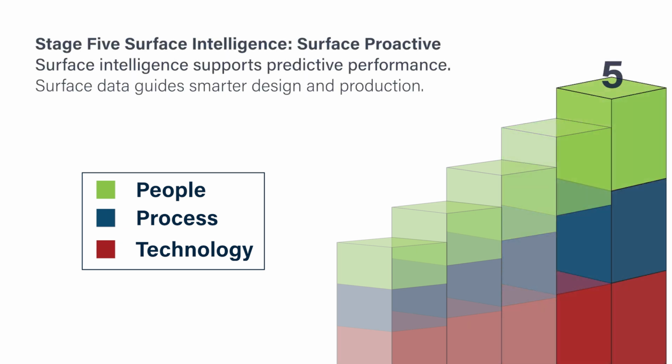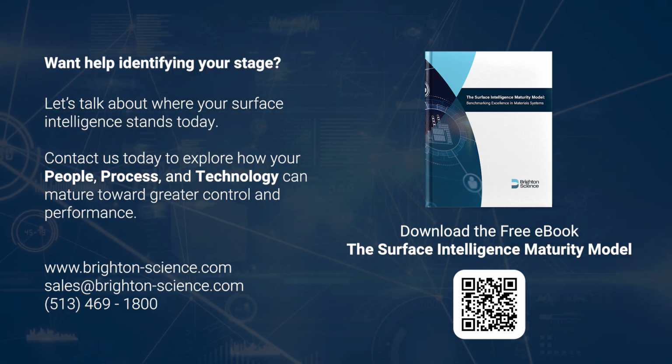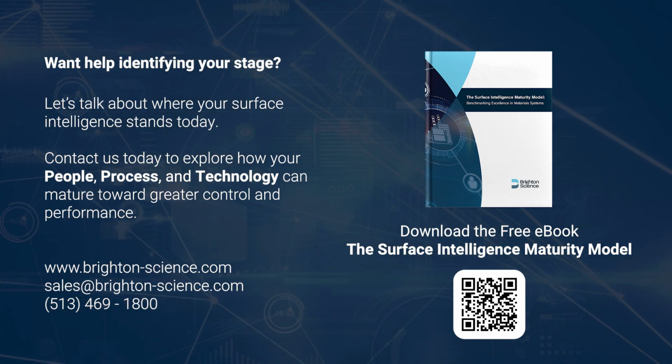In Stage 5, surface intelligence powers predictive models, statistical analysis, and supplier qualification strategies, enabling smarter decisions across design, production, and the supply chain. And this is just the beginning. Explore your stage in the model and see how far you can go.